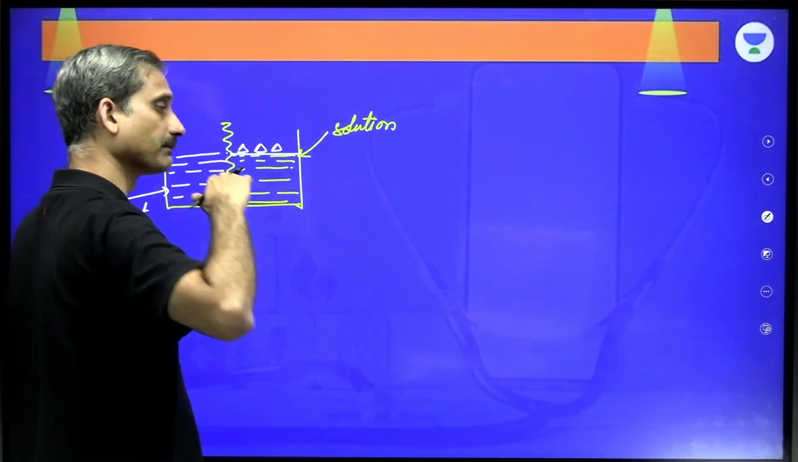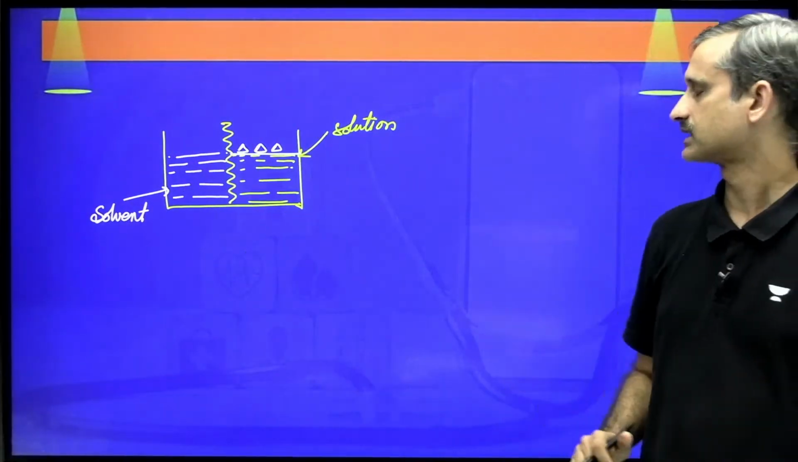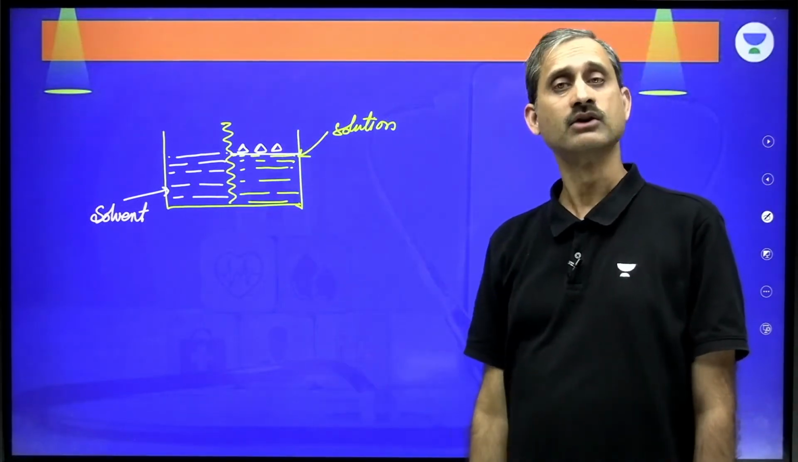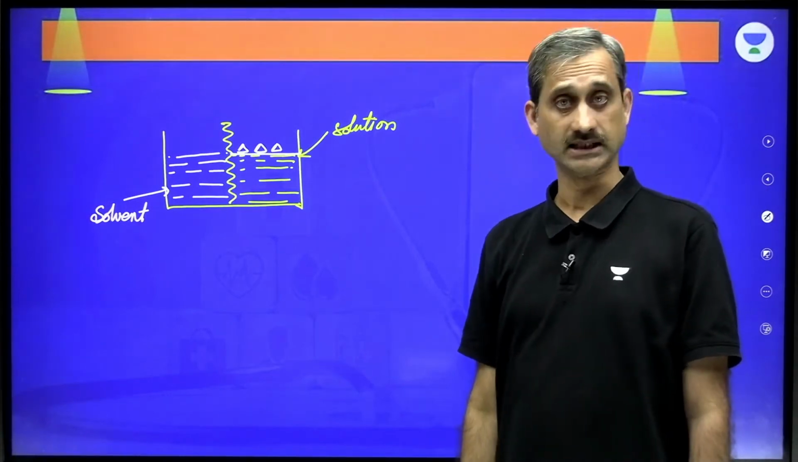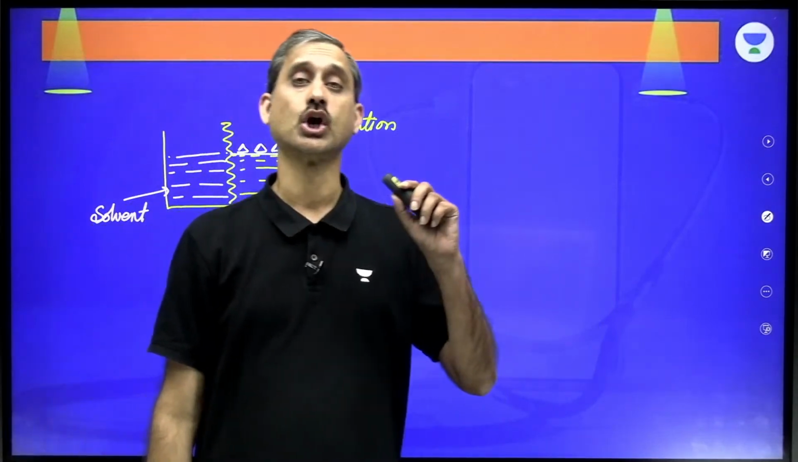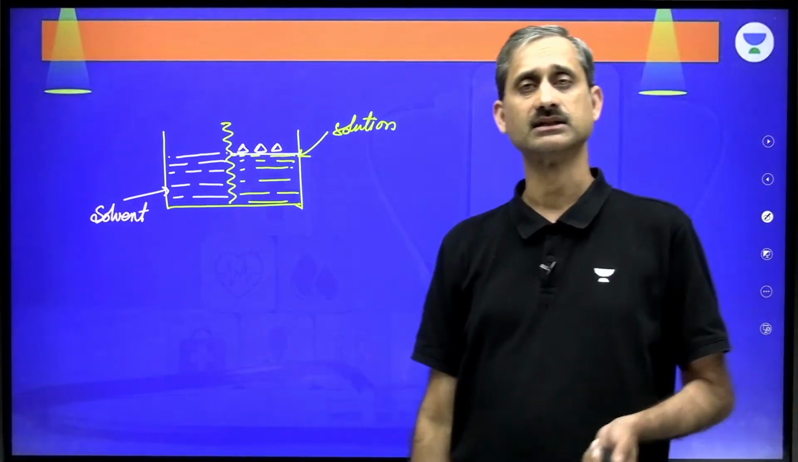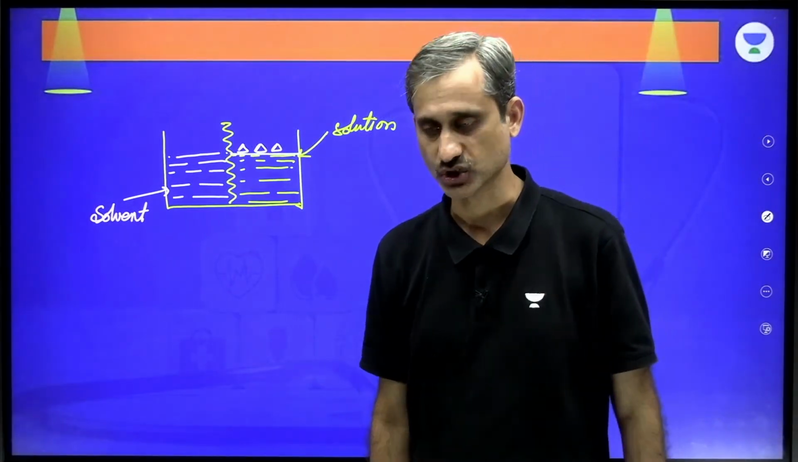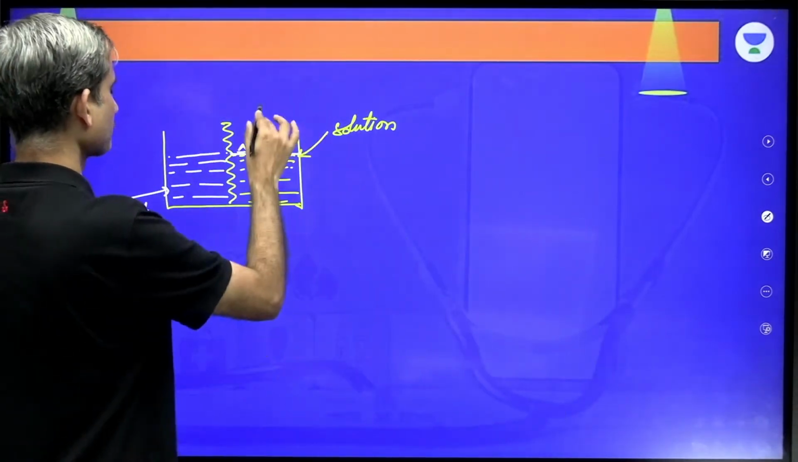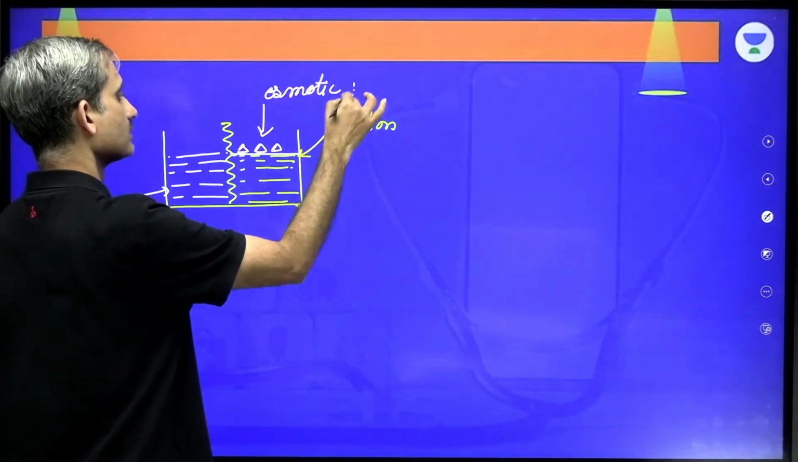When we apply some pressure, then in that case the particles are going to move from the solution side to the solvent side, and this pressure that we apply, which prevents osmosis from taking place, the pressure that must be applied on the solution side to prevent osmosis from taking place is termed as osmotic pressure. Fine. So this pressure is what we call osmotic pressure.